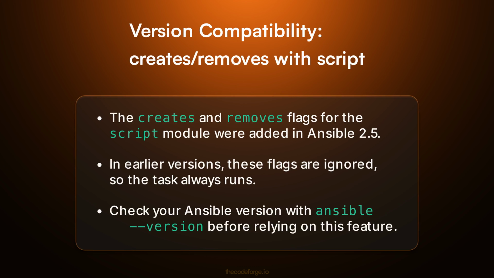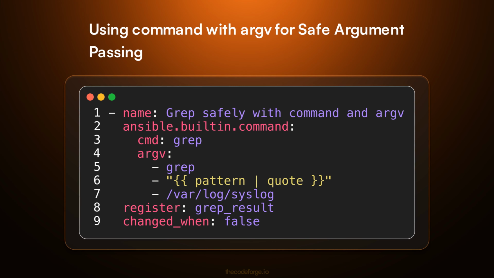The article mentions using command with argv to avoid shell injection, but doesn't show a full example. Here's a concrete snippet that passes arguments as a list, ensuring no shell interpretation occurs.